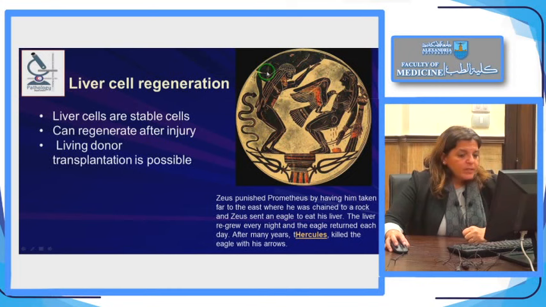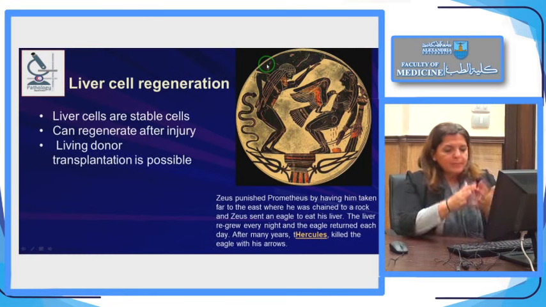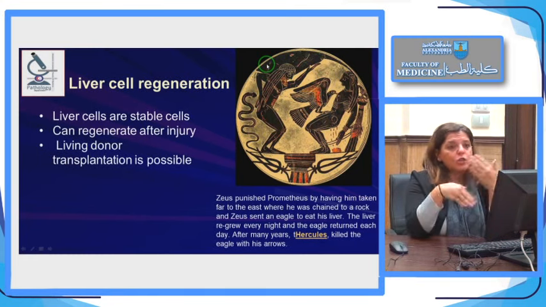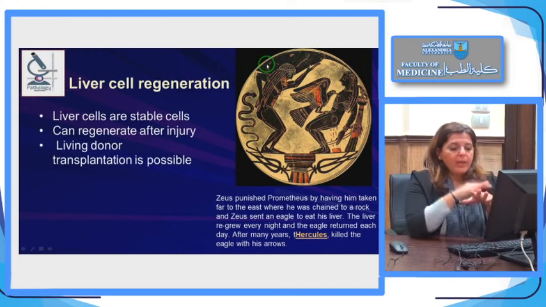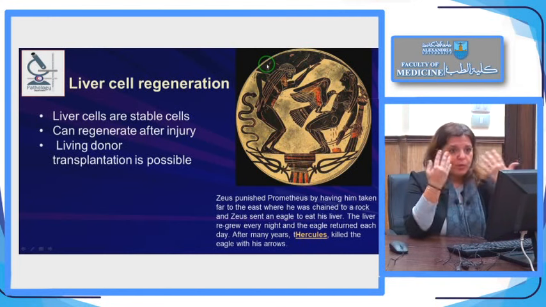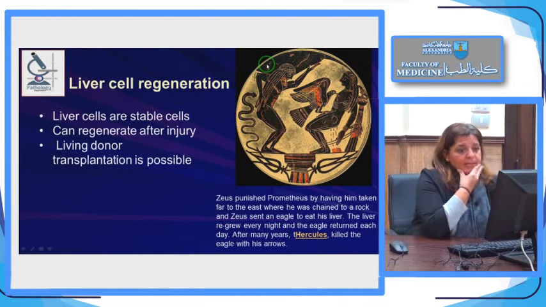One important thing to say about liver cells is that they are considered stable cells. What do I mean? There are three types of cells in the body. Labile cells are the cells that constantly regenerate. Every day we lose skin cells and new cells are formed. The cells lining the gut regenerate every 3 days. We lose the cells and new cells are formed by the stem cells in the crypts of the GI tract. So these are called labile cells.